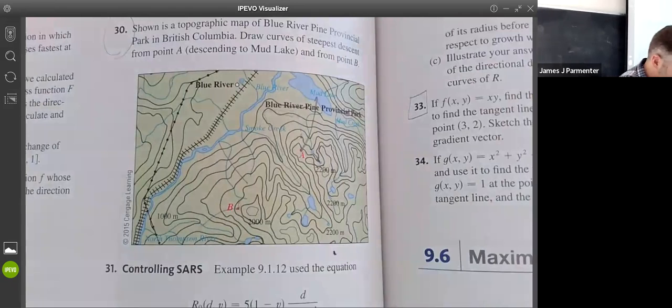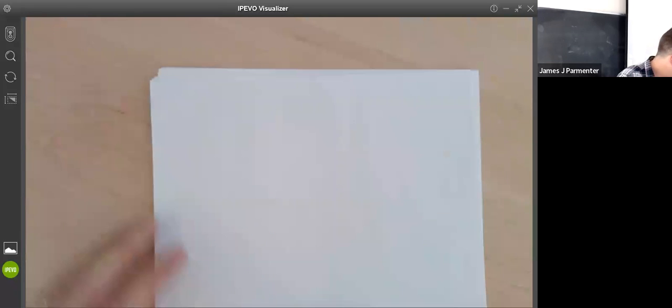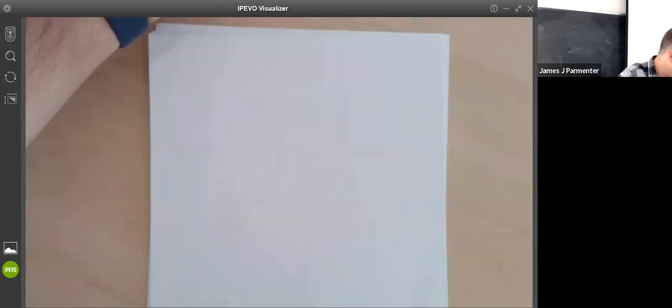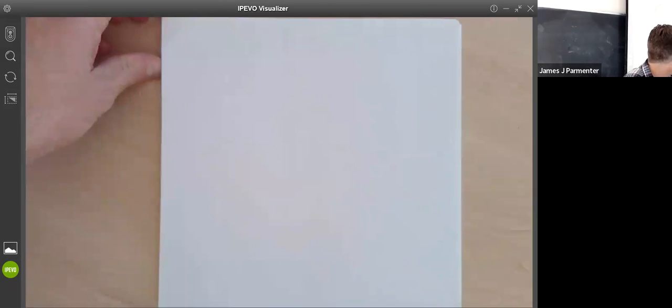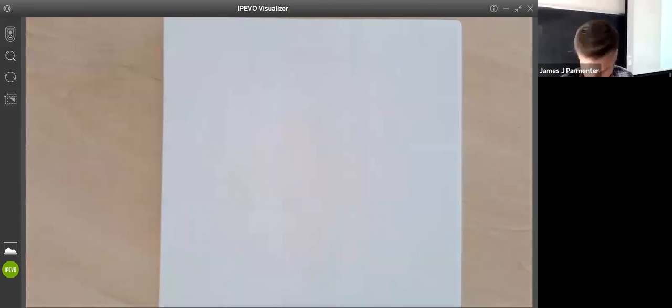So let's move on to the next section, which is section 9.6, maximum and minimum values. And along with that, some optimization. A pen would be a good thing to have.